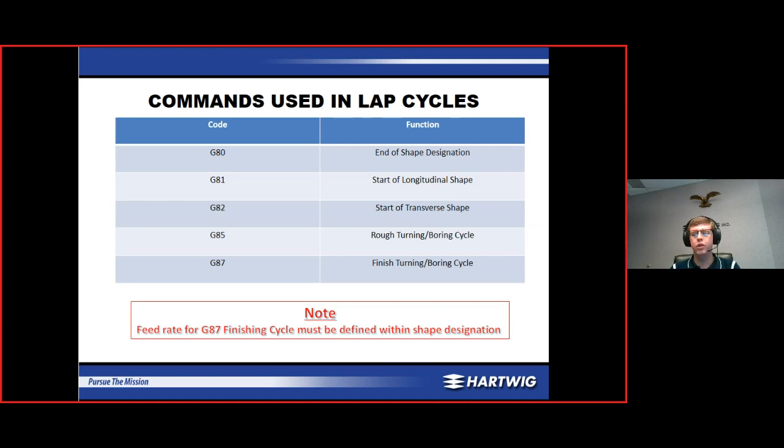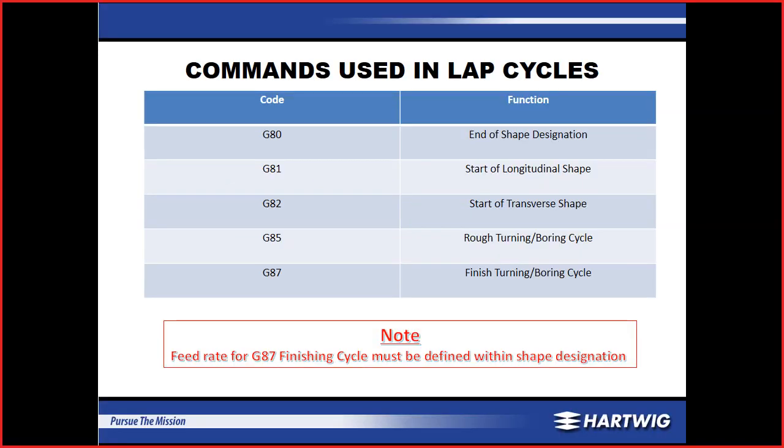So I will move into lathe cycles. These are some of the commands that will be necessary for programming a lathe auto programming cycle, or as somebody in the chat just called it, a bar turning cycle. G80 is going to be our end of shape command. So once we're done defining the shape of our part to turn on a bar, we will use G80.